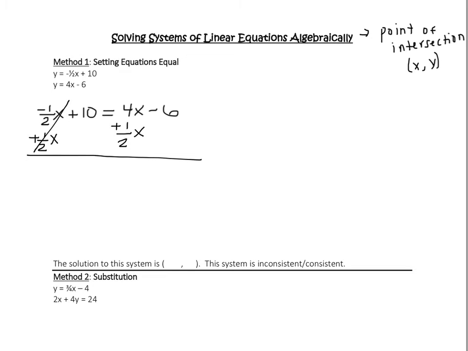So these two would cancel. What am I left with? Well, you should be saying 10 equals. Now, I need everyone to put this into their calculators. I know 4 plus a half is 4.5, but I'm not worrying about decimals.